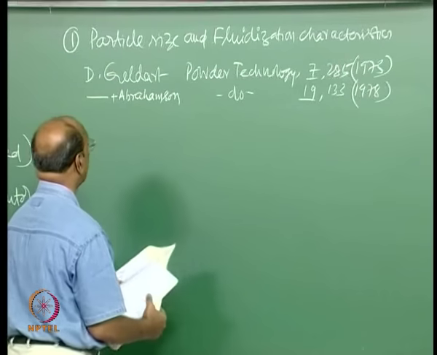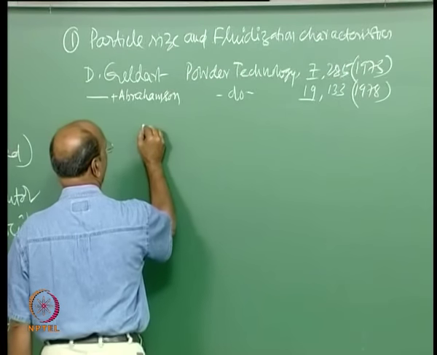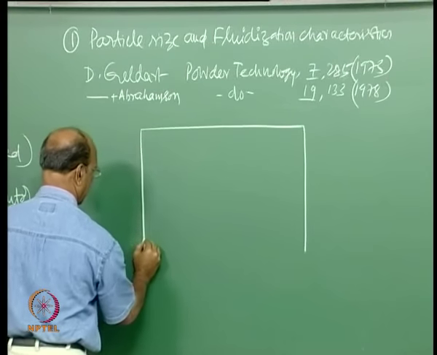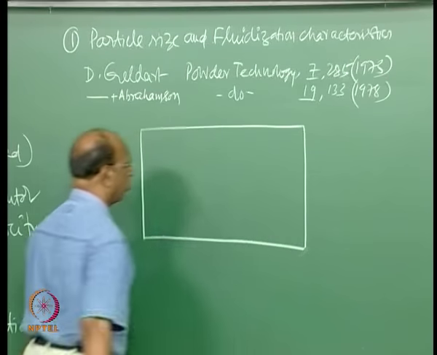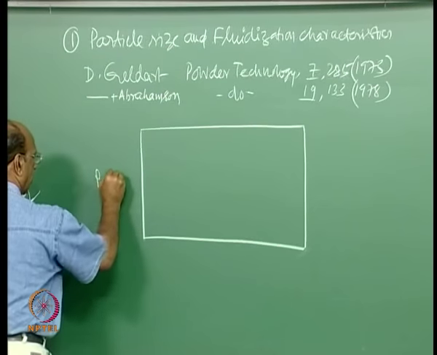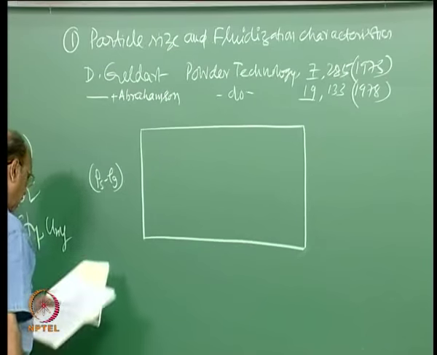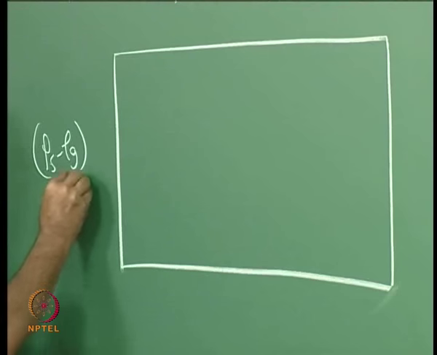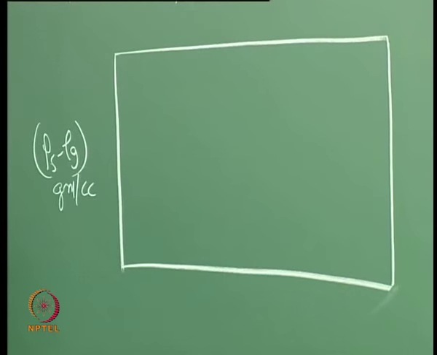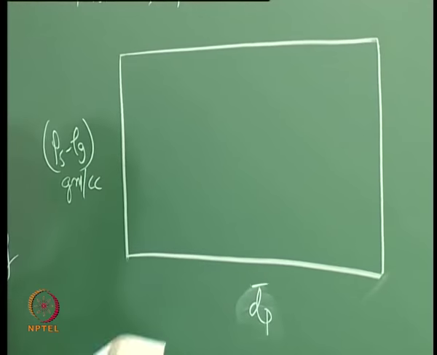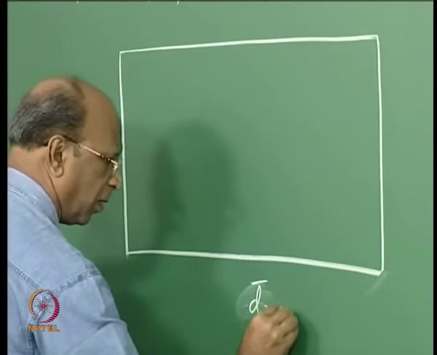If you draw the graph, you will get some experience about this. And you will also know how to draw the straight lines. This axis is rho s minus rho g, normally expressed as grams per cc. Okay, one can also express in kgs. And this side we have d bar p in microns.